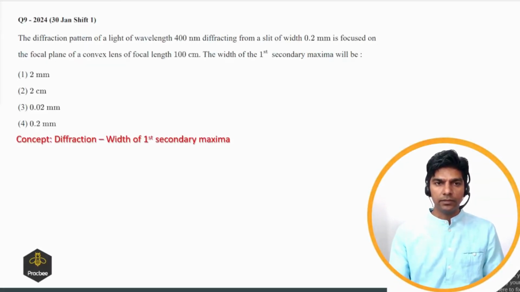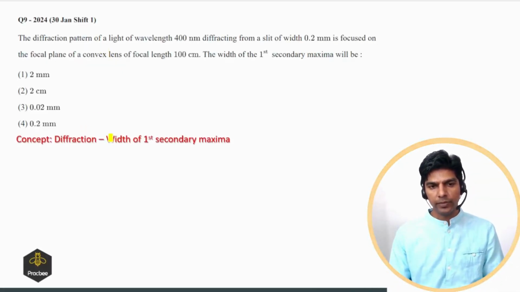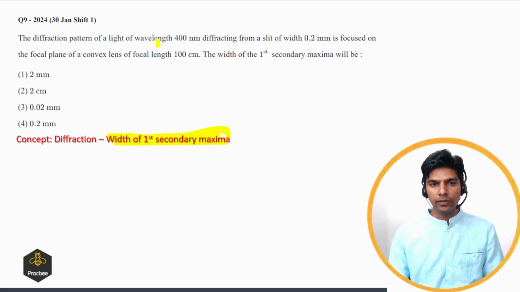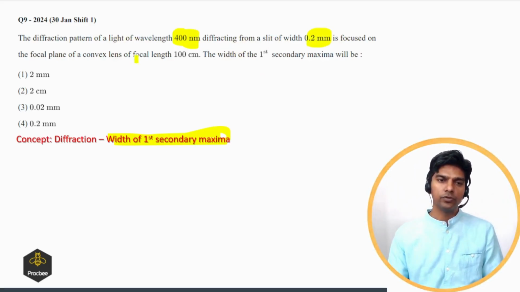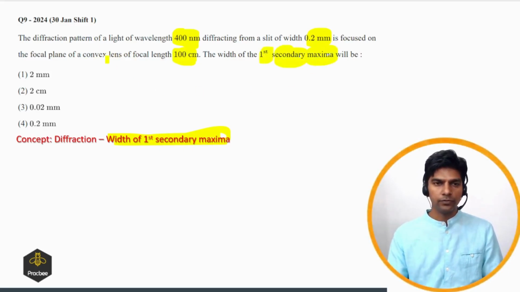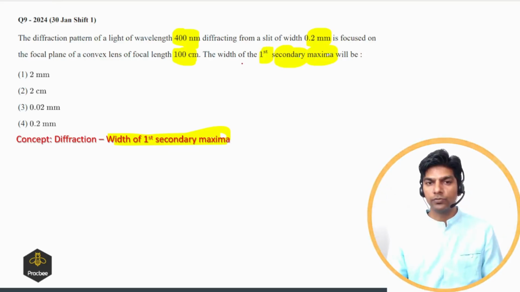Now let us see the next problem type, and it is based on the width of first secondary maxima. The diffraction pattern of a light of wavelength 400 nanometer diffracting from a slit of width 0.2 millimeter is focused on the focal plane of a convex lens of focal length 100 centimeter. Find the width of the first secondary maxima. So what do they mean by that? Width of the first secondary maxima. Let me show the diagram.